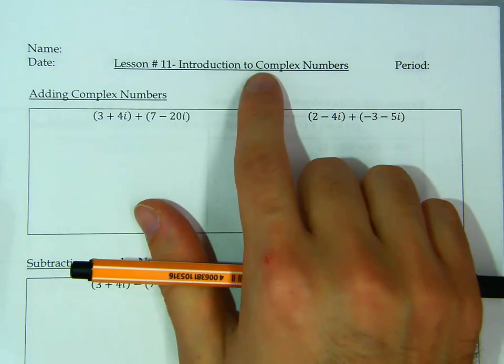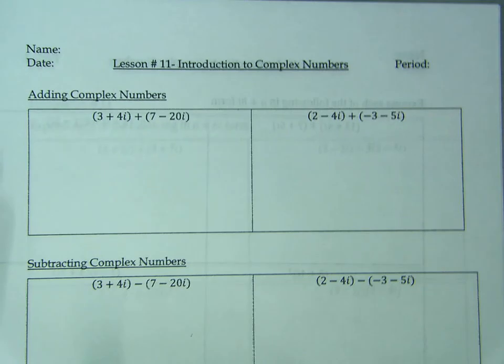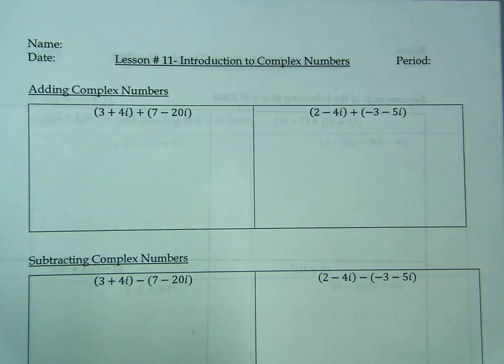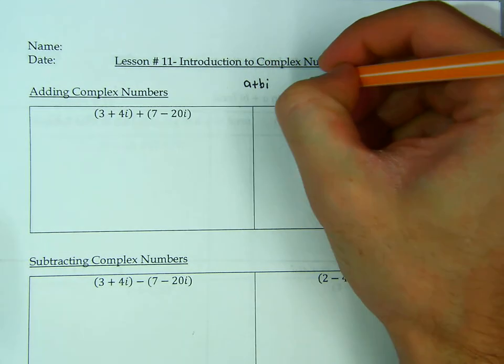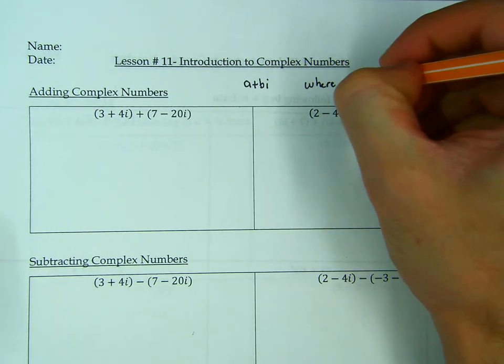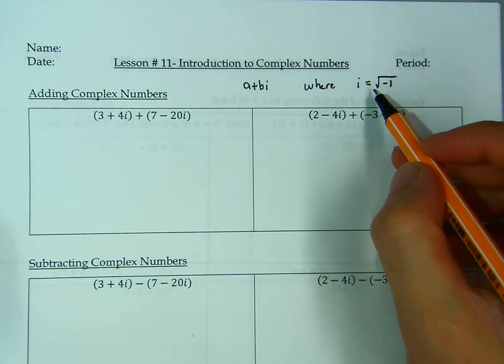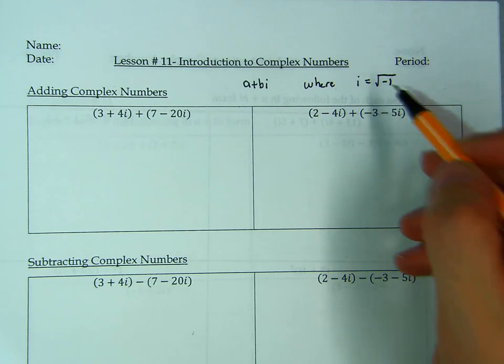Let's introduce the idea of complex numbers and how we add, subtract, and multiply them and do certain operations with them. So the idea of a complex number is it'll be in the form of a plus bi, where i is equal to the square root of minus 1. Here, i, the square root of minus 1, is an imaginary number.